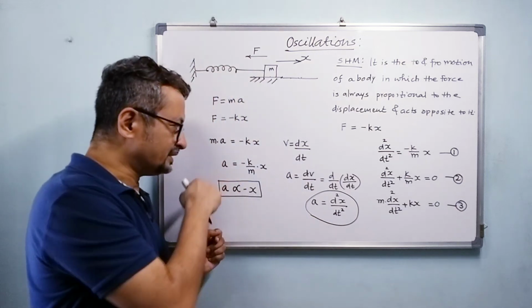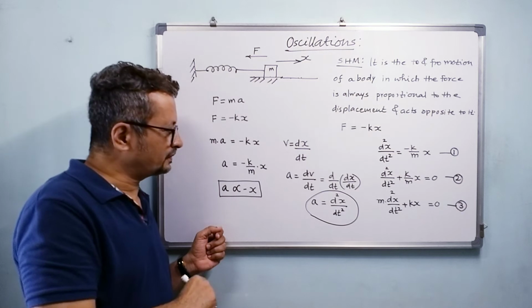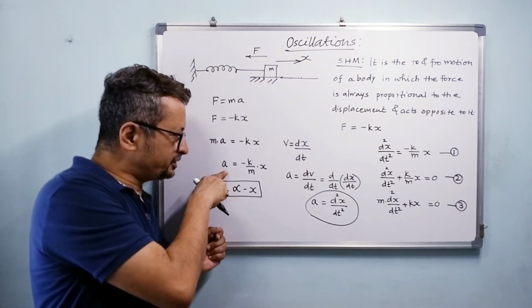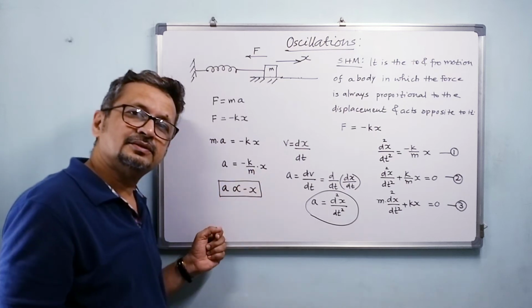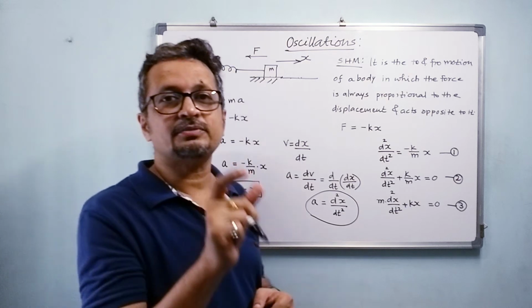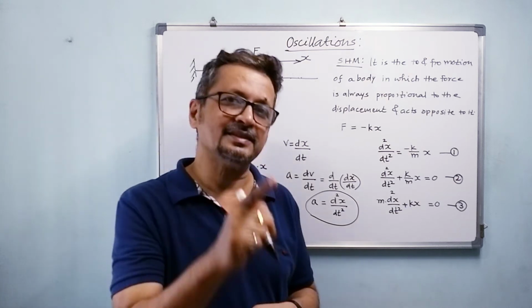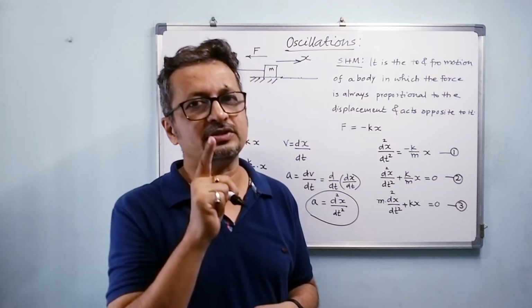Now from this expression, what do you make out? My acceleration is equal to minus k upon m into x. And what is this x? x is the displacement from the mean position. You have to keep this in mind.